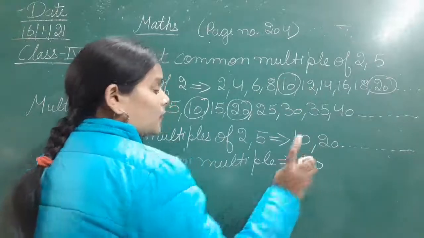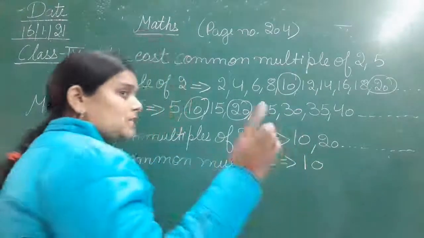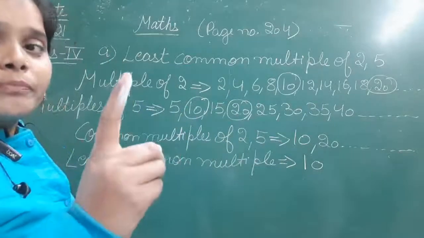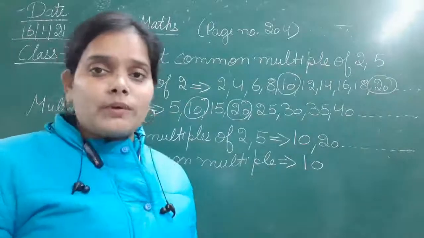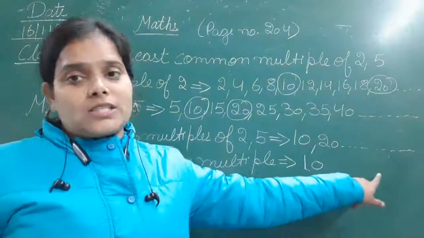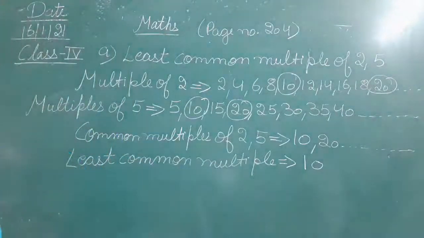Okay, but when you write the least common multiple we will not write dash dash because least common multiple सिर्फ एक होता है. Okay, common multiples can be more but the least common multiple is only one, so do not write dash dash dash here. Okay, so the least common multiple is 10.